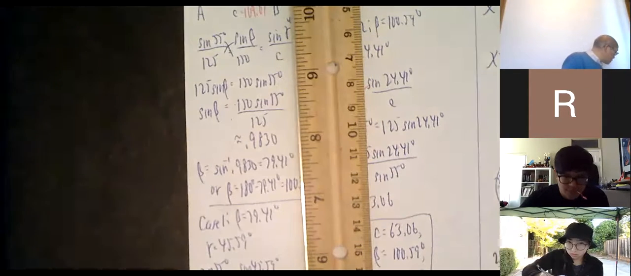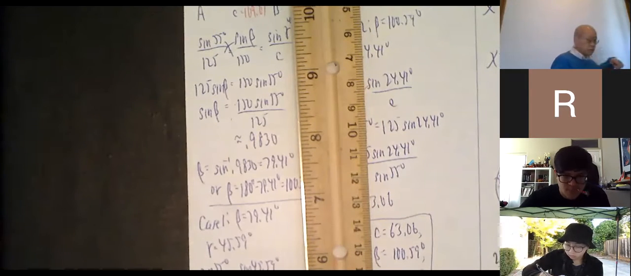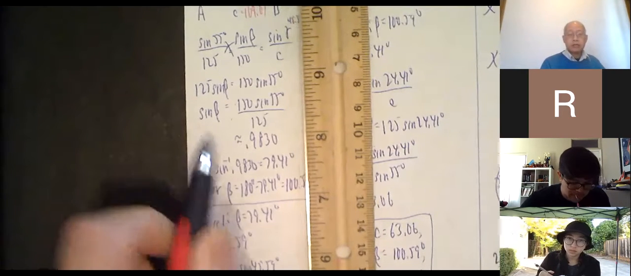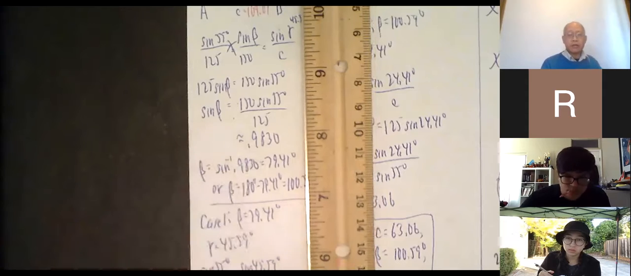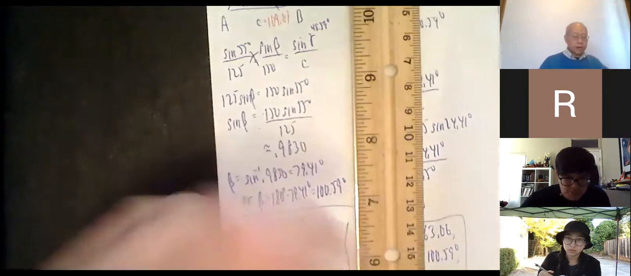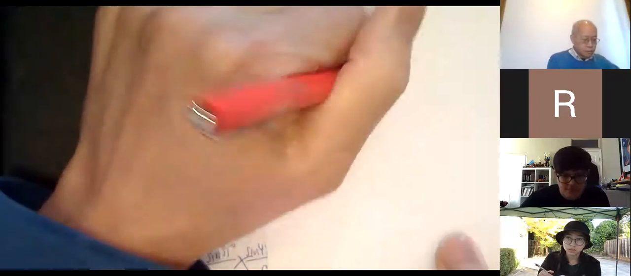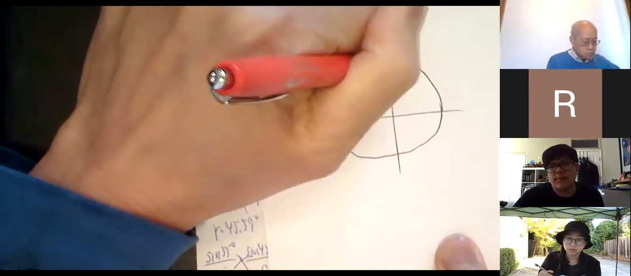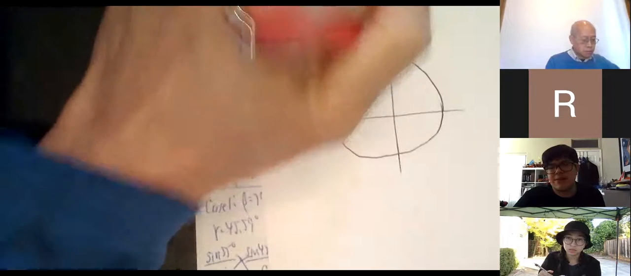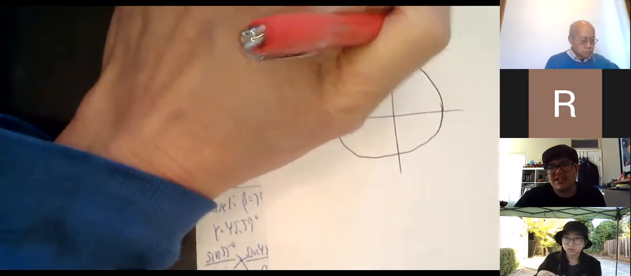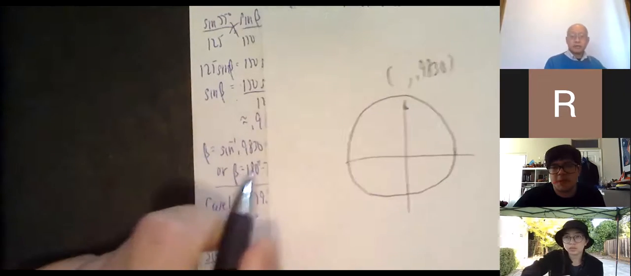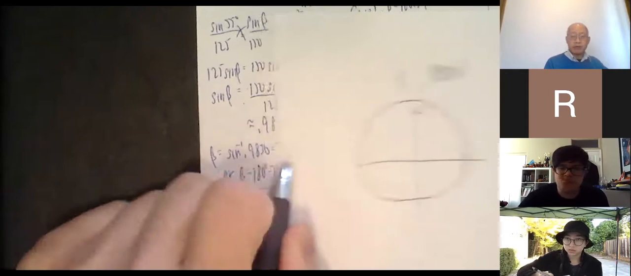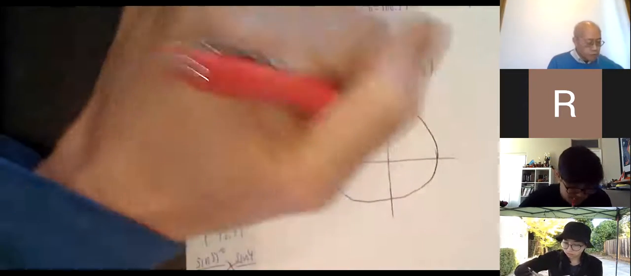So we talked about that. It's a little bit tricky. I'll get a little scratch paper here. So the sine of the angle is 0.9830. That means the y coordinate. So if I may digress a moment again. We've got this, something 0.9830. The y coordinate is 0.9830. So what is the angle? 79.41 degrees.